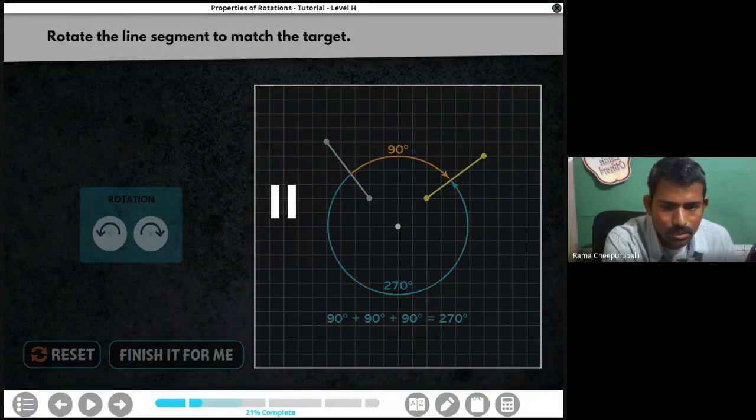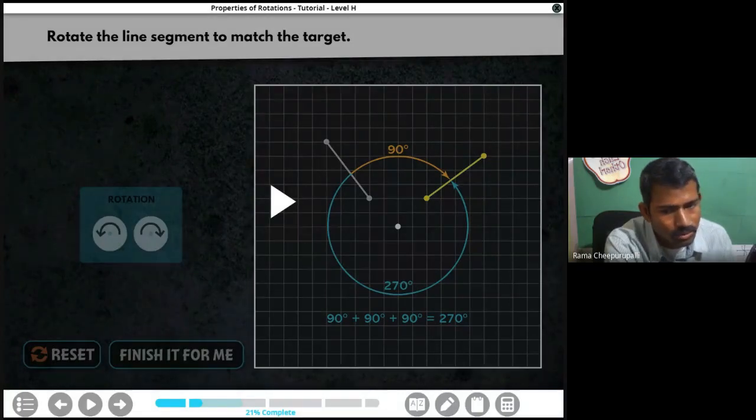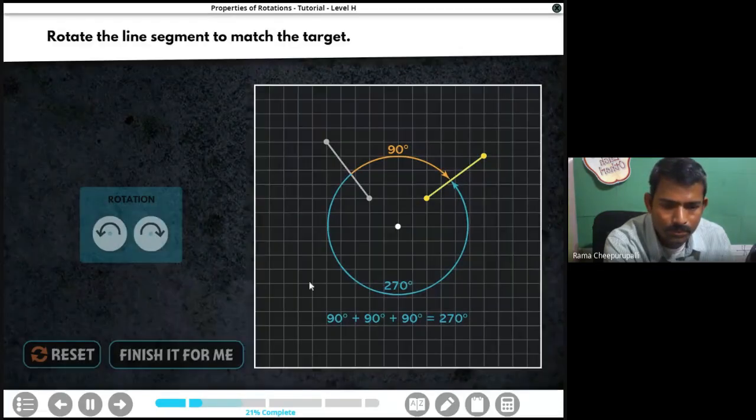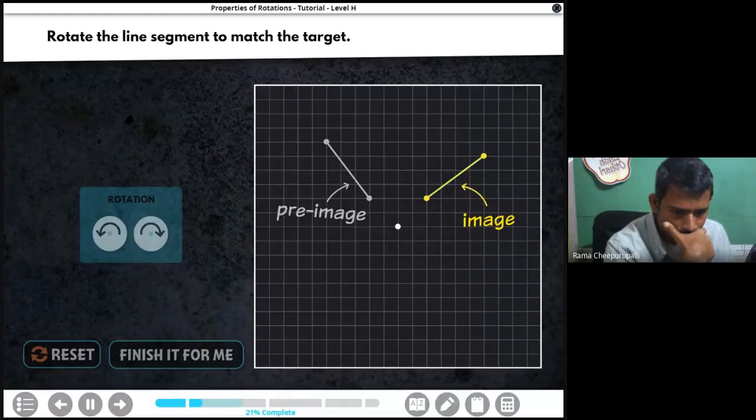So you can see that it's 90 degrees clockwise. You're going to get the same as if you turn it 270 degrees counterclockwise, because 90 plus 90 plus 90 is 270. Because if you turn this way, you're going to end up there, or you can turn this way, you still end up there. So the answer is both correct. Clockwise 90 or counterclockwise 270, both of them correct. Okay? Remember, when we rotate a figure, the new figure is called the image, and the original figure is called the pre-image.